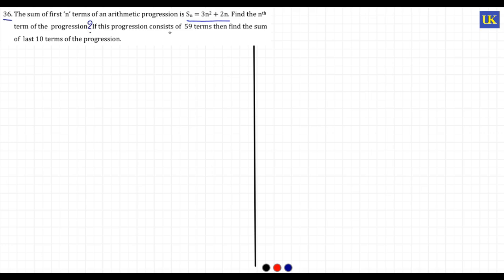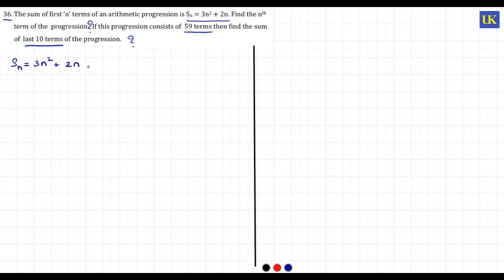If this progression consists of 59 terms, then find the sum of the last 10 terms. Okay, last 10 terms. So this is another question they are asking. So let us now start with the answer. What is given is one equation, that is Sn is equal to 3n square plus 2n.